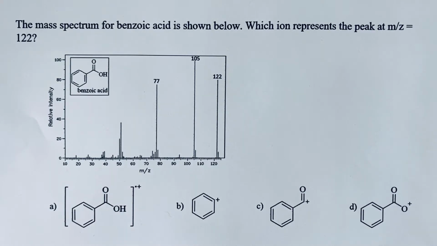The mass spectrum for benzoic acid is shown below. Which ion represents the peak at the m/z value of 122?